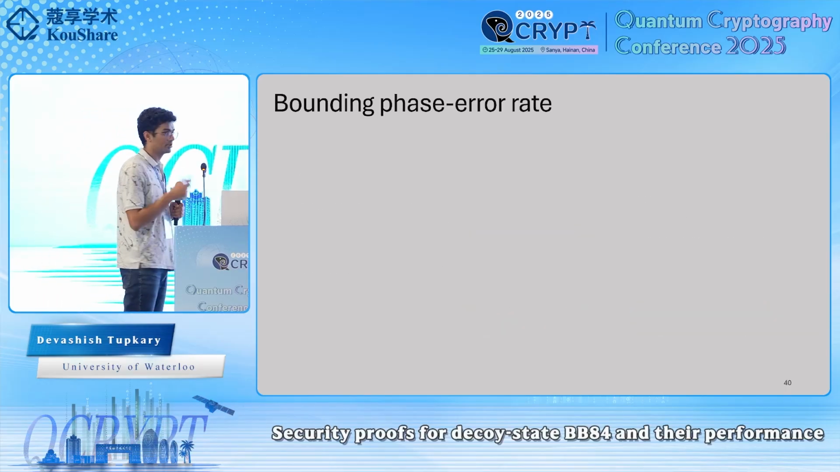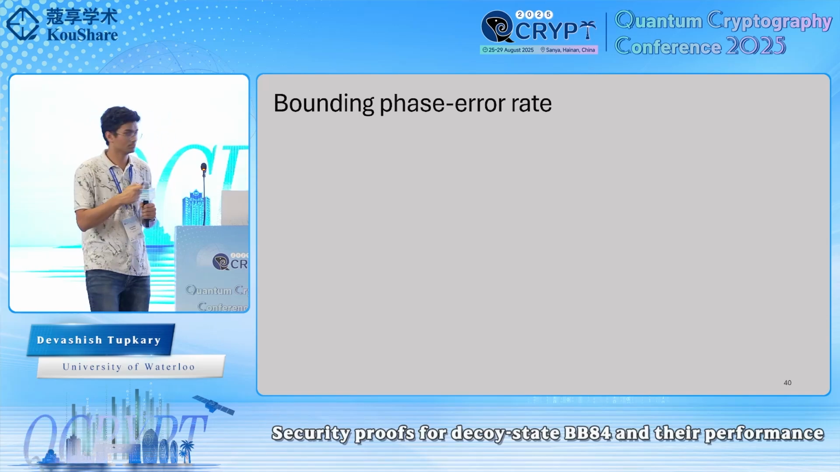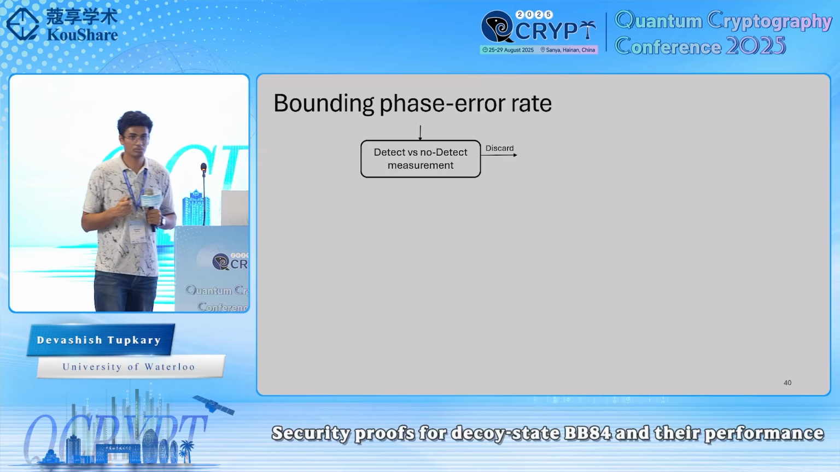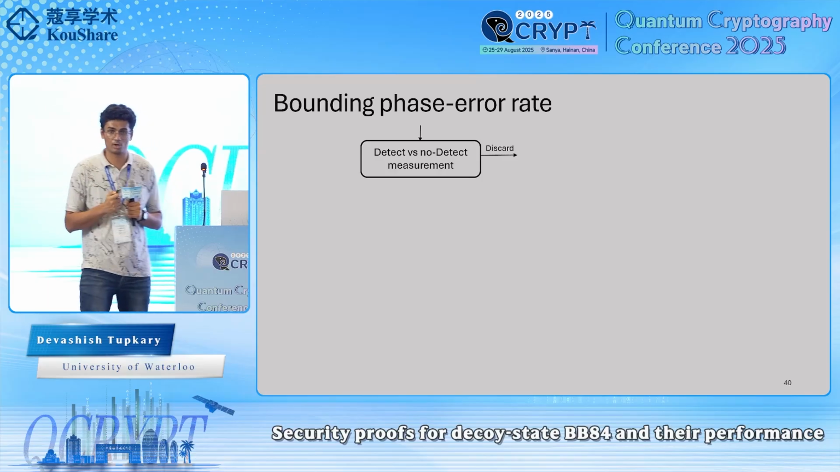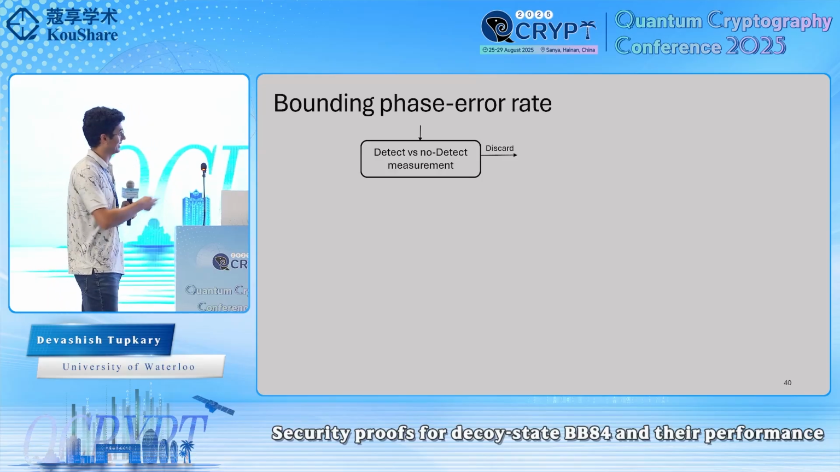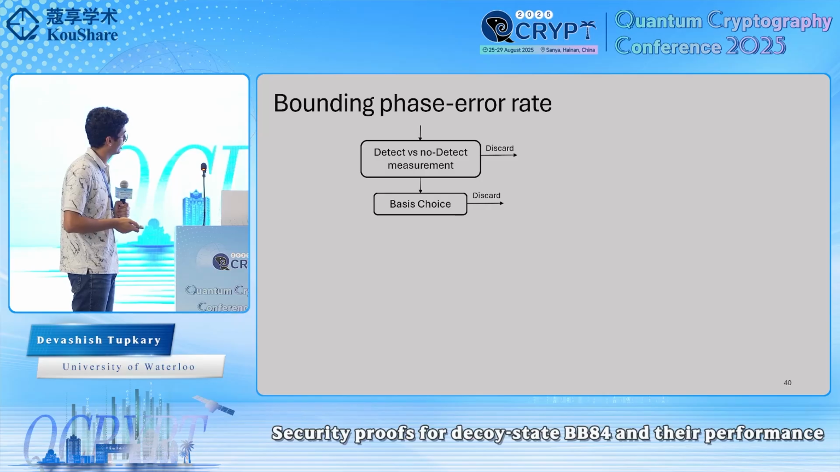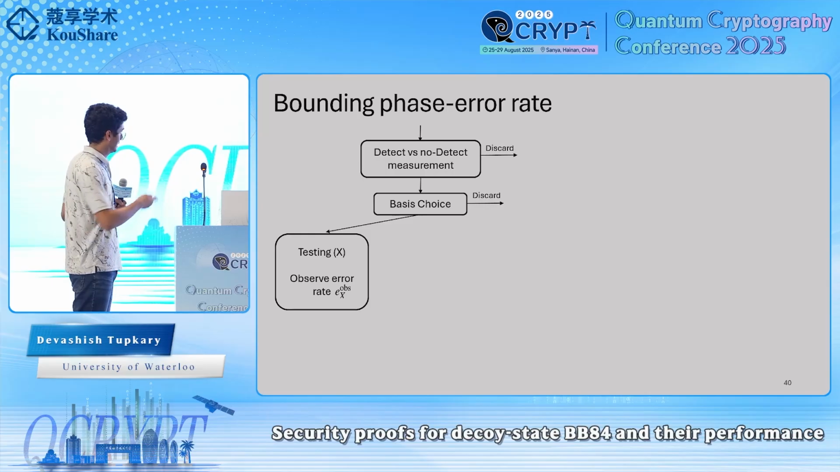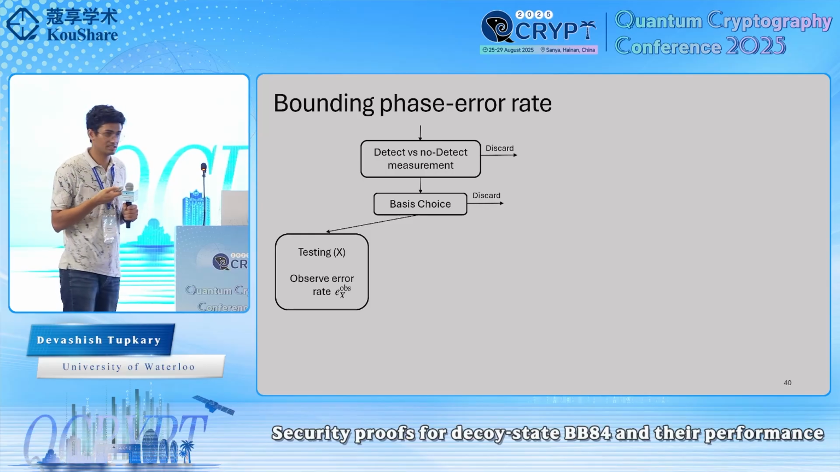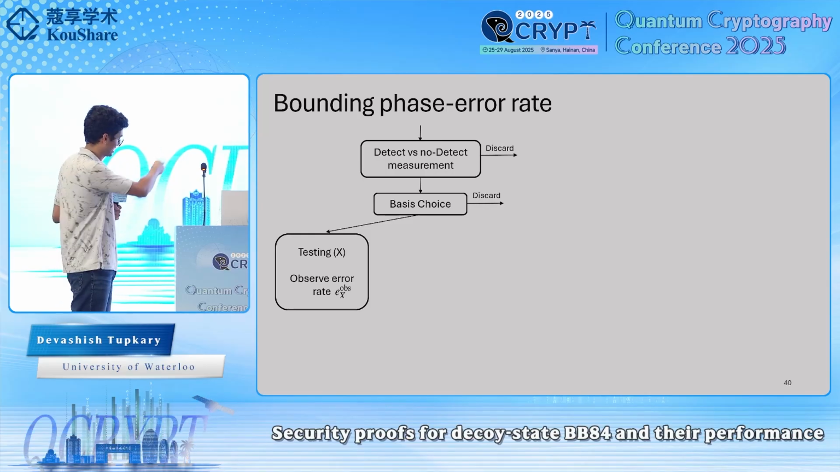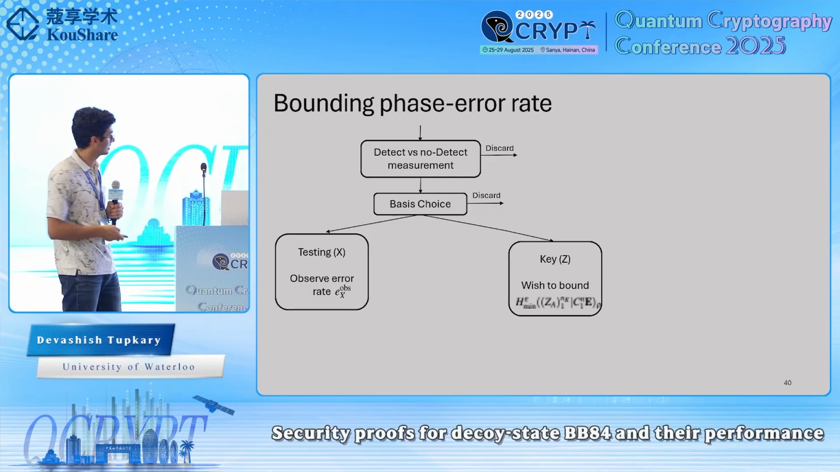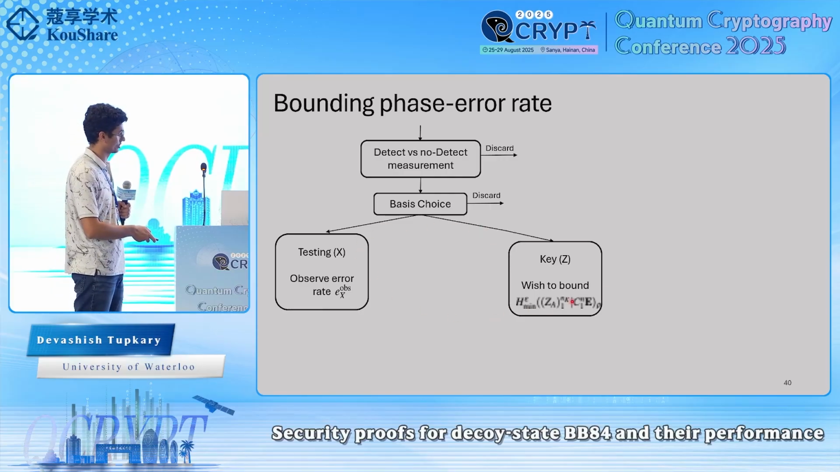Okay, how do we bound the phase error rate? A basic example looks something like this. In each round, we first decide, do we get a detect or no detect measurement? We discard all the no detect measurements on Bob's side. Then we do basis choice. We discard all the basis mismatch rounds. Some rounds Alice and Bob measured in the X basis, so we observe some X basis error rate there. Some rounds they measured in the Z basis, and we want to bound the min entropy that goes in here.